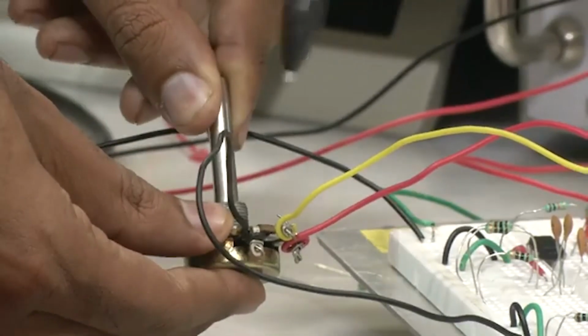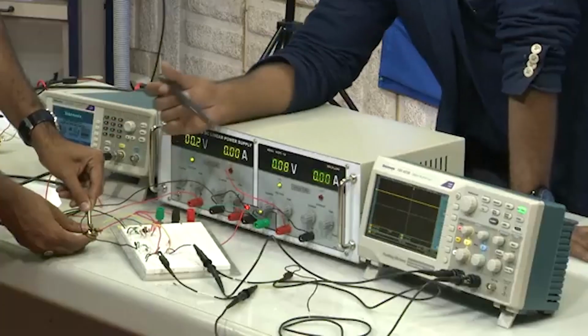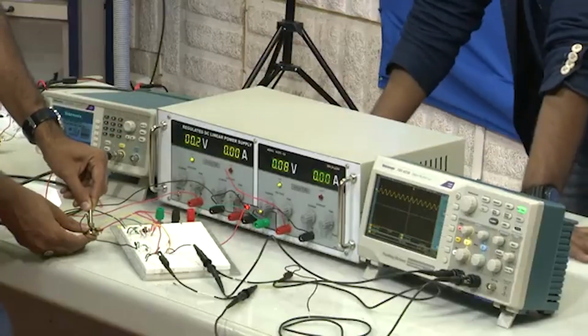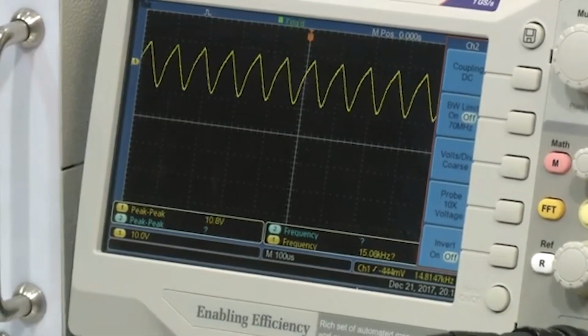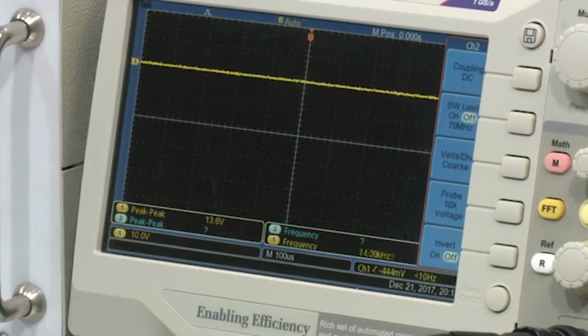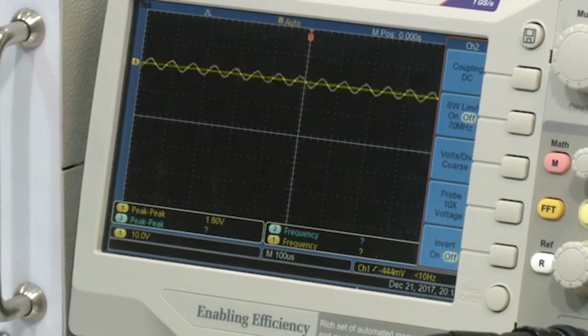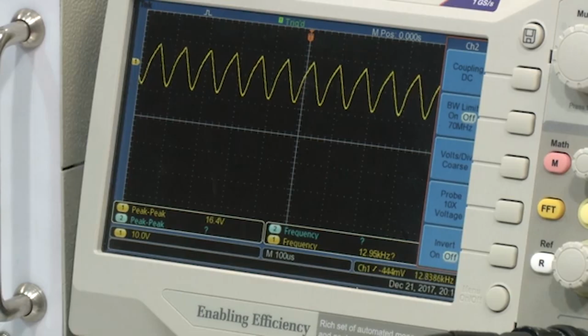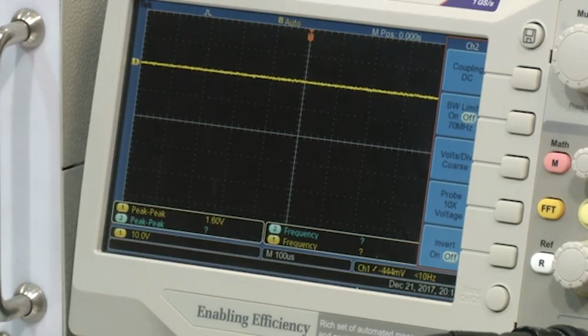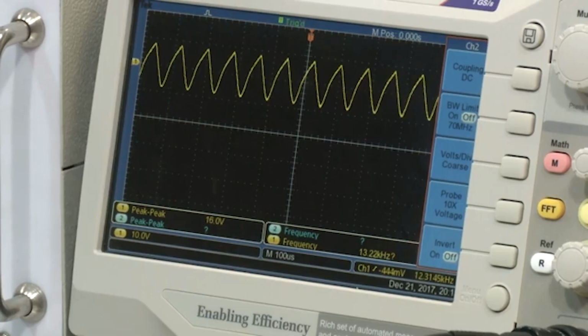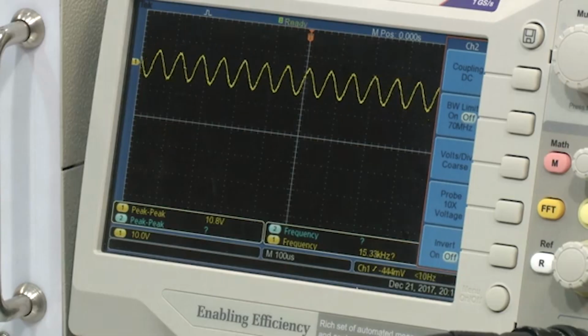If I change the value of this resistance, what will happen? That means I am changing the gain. You see on the oscilloscope, if you can magnify, yes. Now I am changing the value of the resistor, and you can see immediately a change in the oscillation. You are able to see now. So, this is how the Wein bridge oscillator works. If I have a variable resistor, I can keep on changing the oscillation.